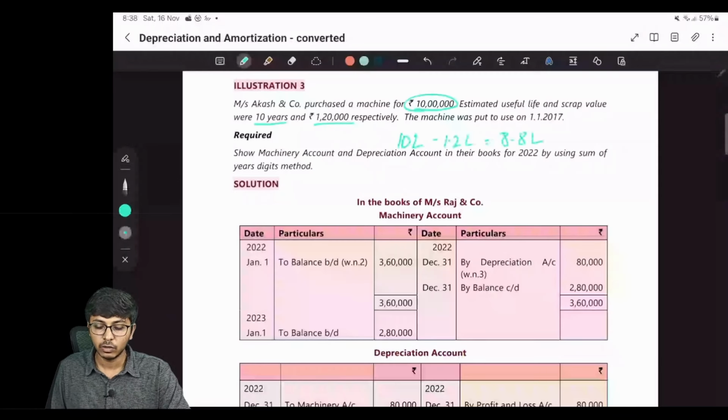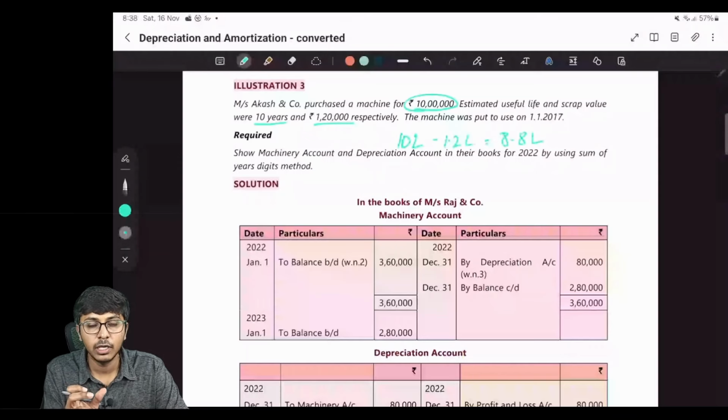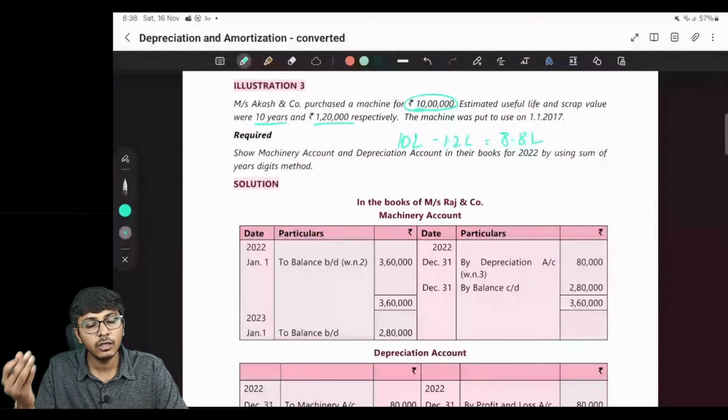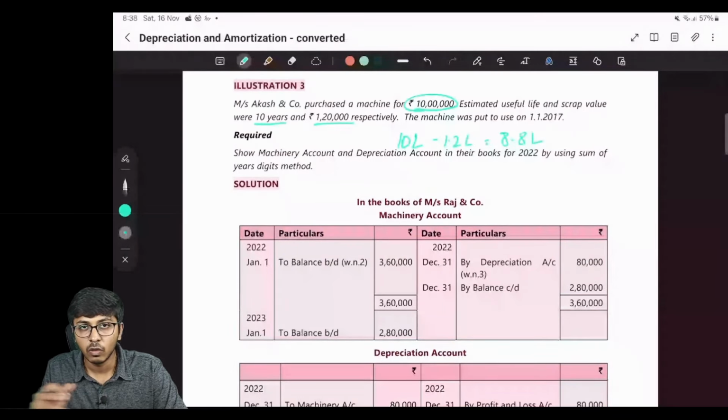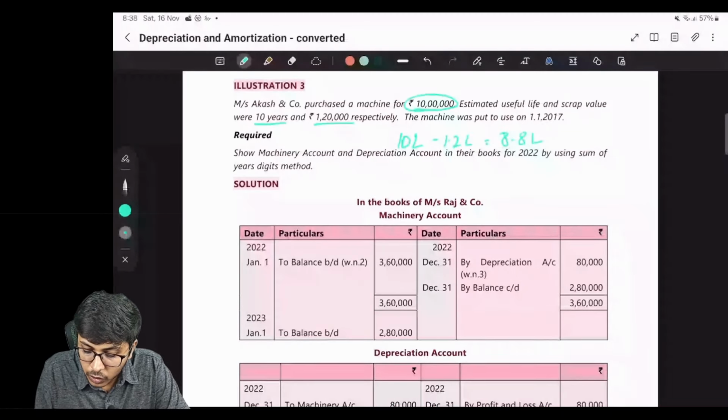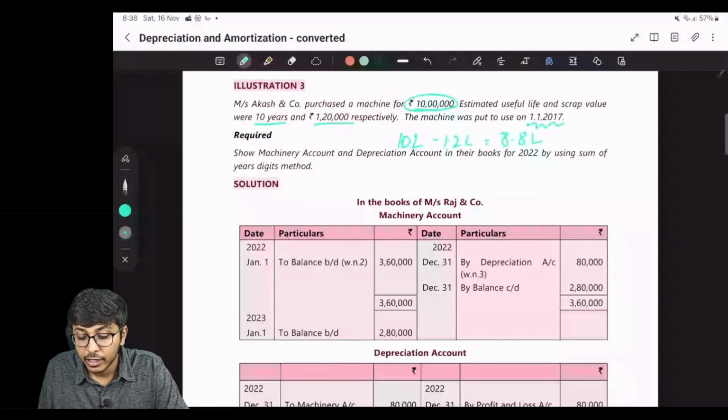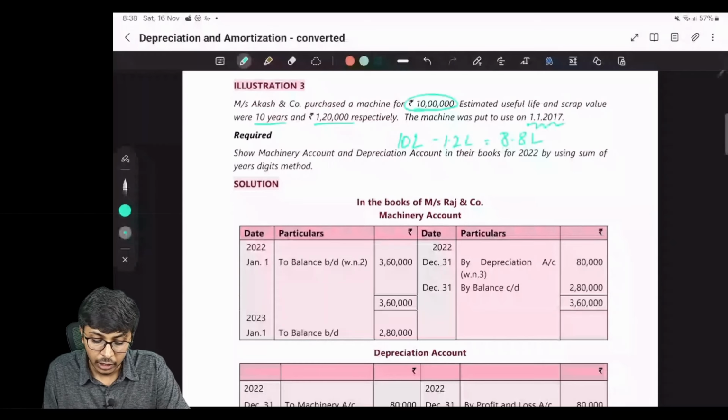What is the formula? I told you 8.8 lakhs, that is the depreciable amount, multiplied by remaining useful life including current year, whole divided by n into n plus 1 divided by 2, correct? So what are they telling? The machine was put to use on 1st January 2017. Show the machinery account and depreciation account in the books for, not for 2018, they're asking for 22. They're asking you to provide the depreciation for 22, correct, using the sum of years digits method.